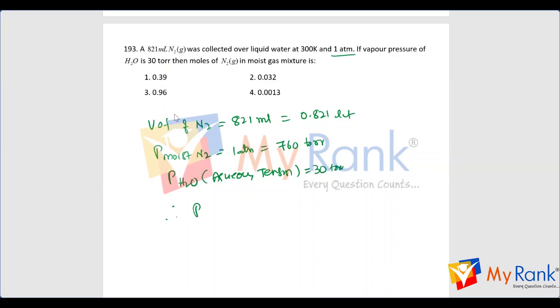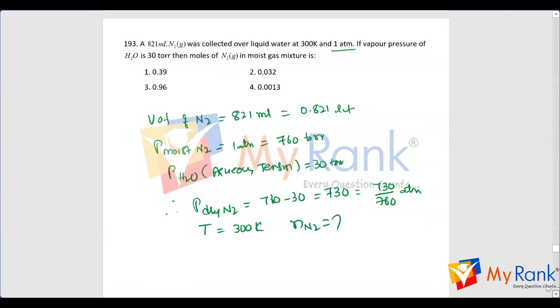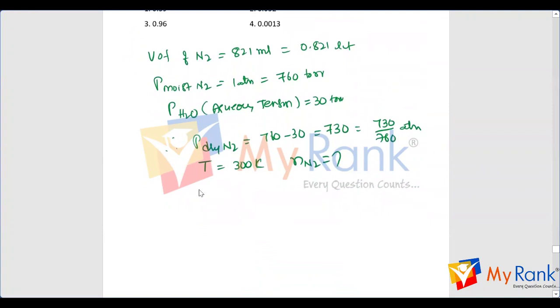Therefore, pressure of dinitrogen is equal to 760 minus 30, which is equal to 730, which is 730 by 760 atmospheres. The temperature is 300 Kelvin. Number of moles of nitrogen, how much?